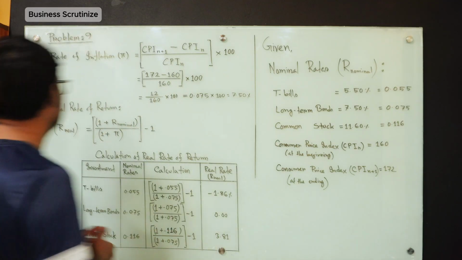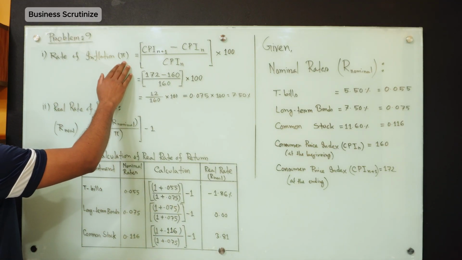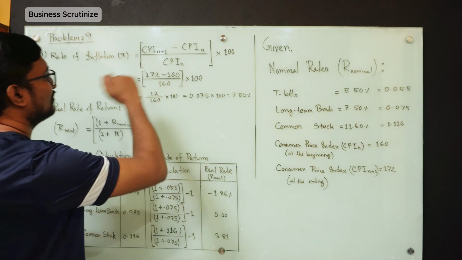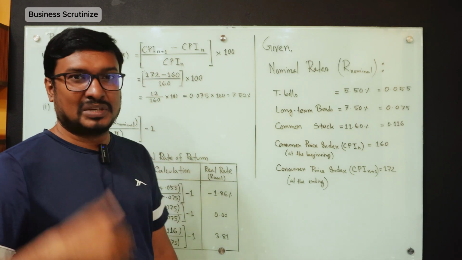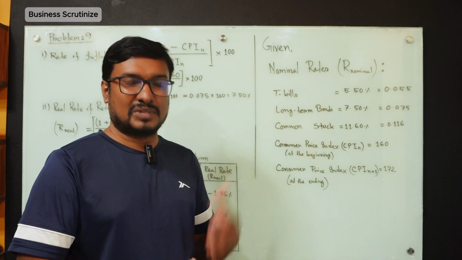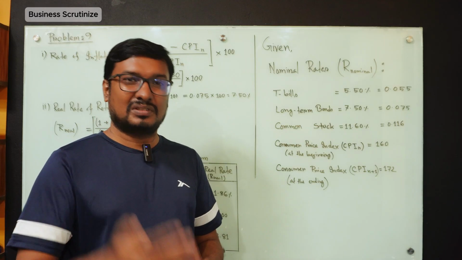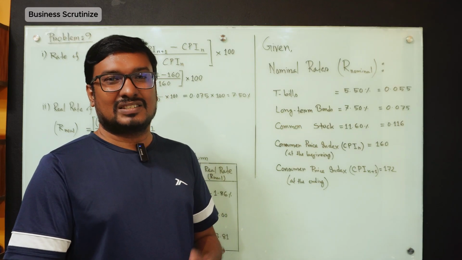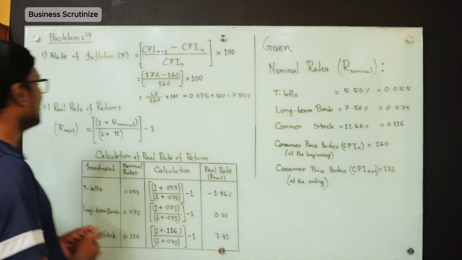So first requirement, we can see that the rate of inflation, which can be similarly written as phi, has the formula (CPI_n+1 minus CPI_n) divided by CPI_n, meaning the consumer price index at the end of the period, subtracting the consumer price index at the beginning of the period, divided by the consumer price index at the beginning of the period. This is the actual formula of the rate of inflation.